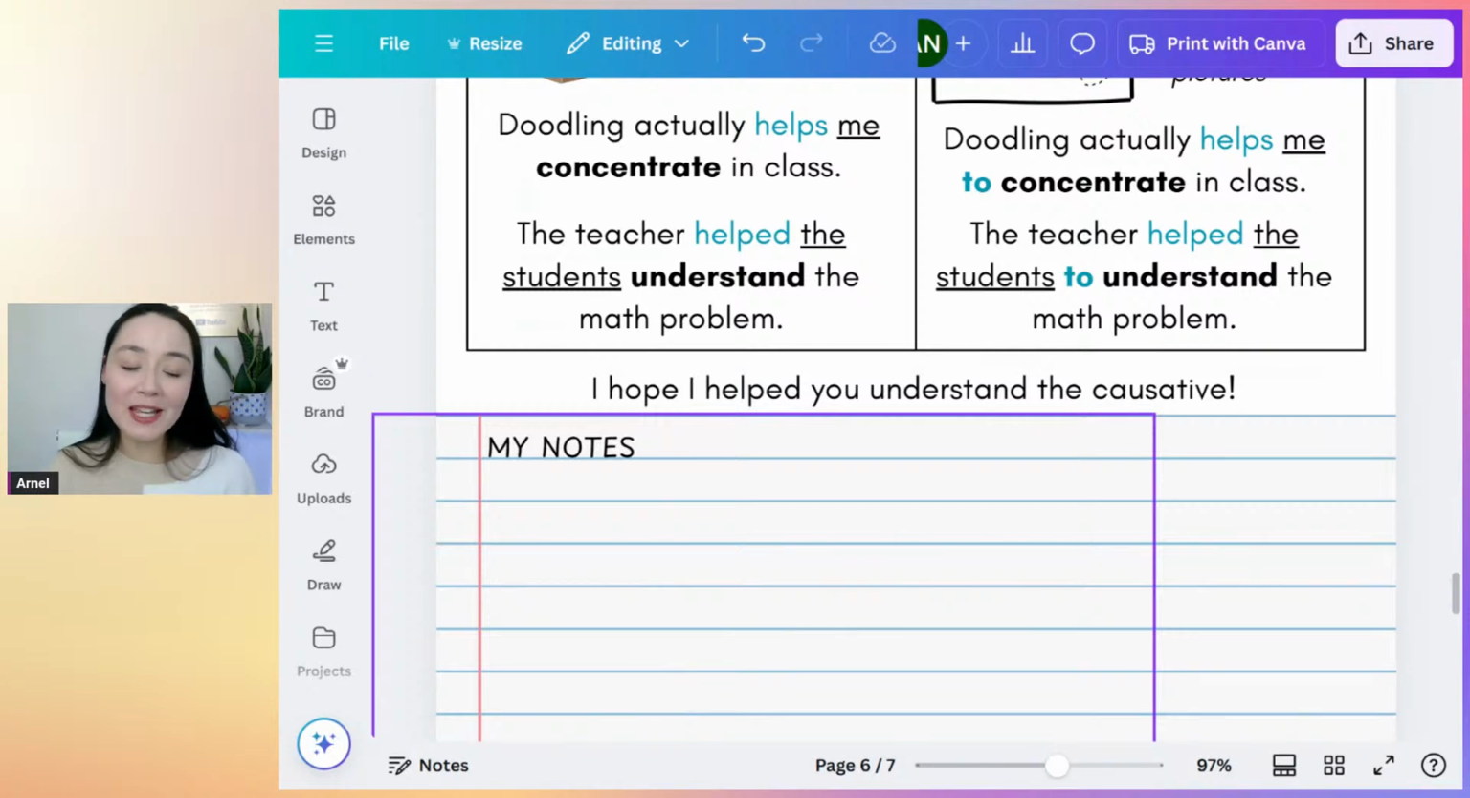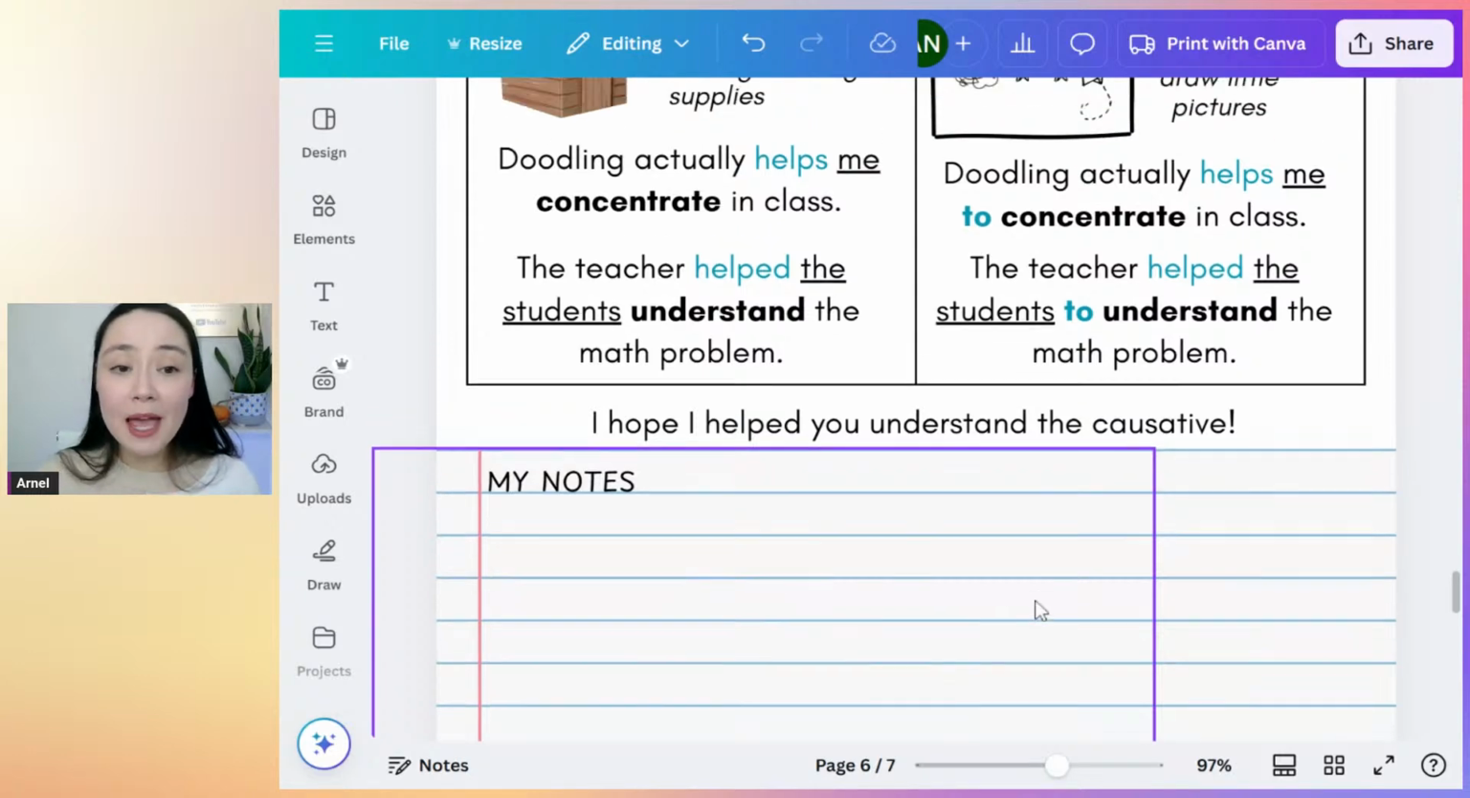And I put my notes here. If you're a member, you can download the notes and you can write your own notes. I really love studying offline. I love studying on paper.